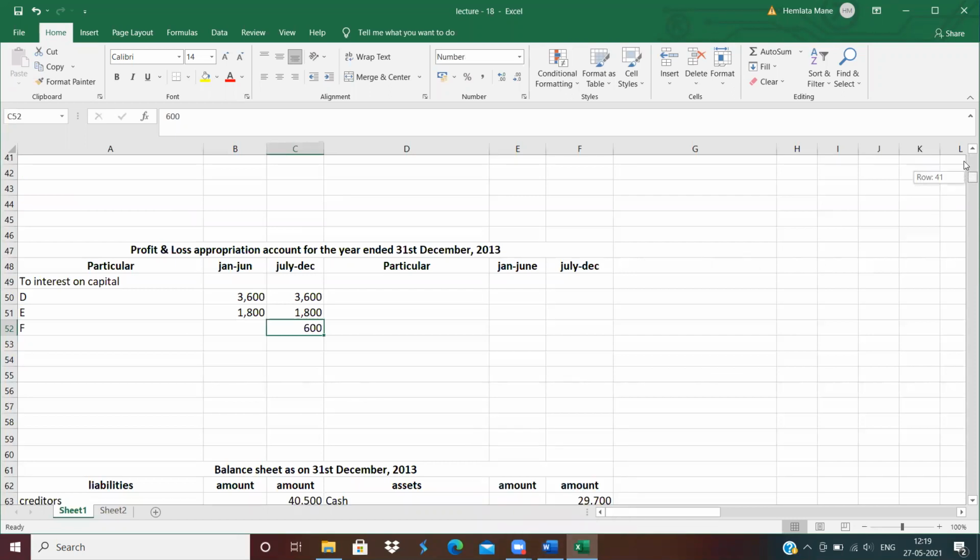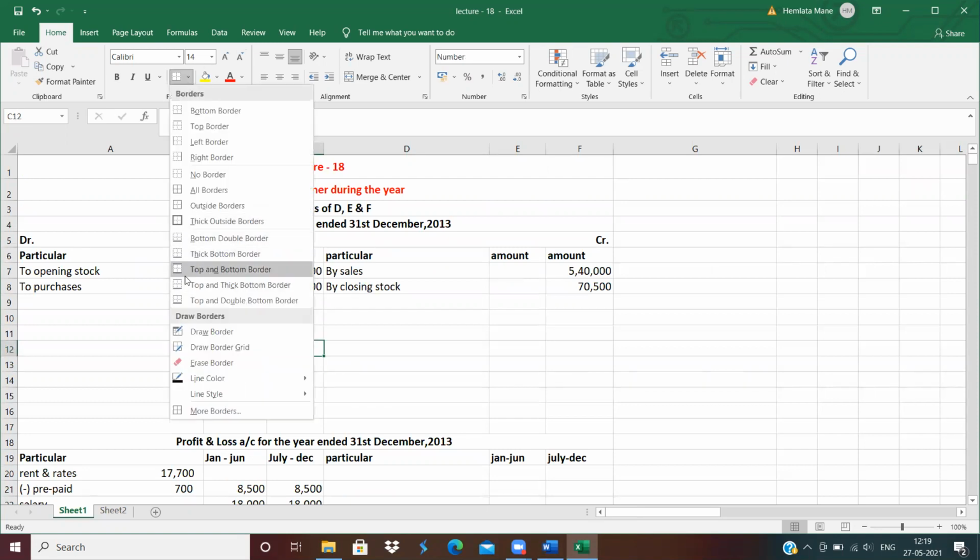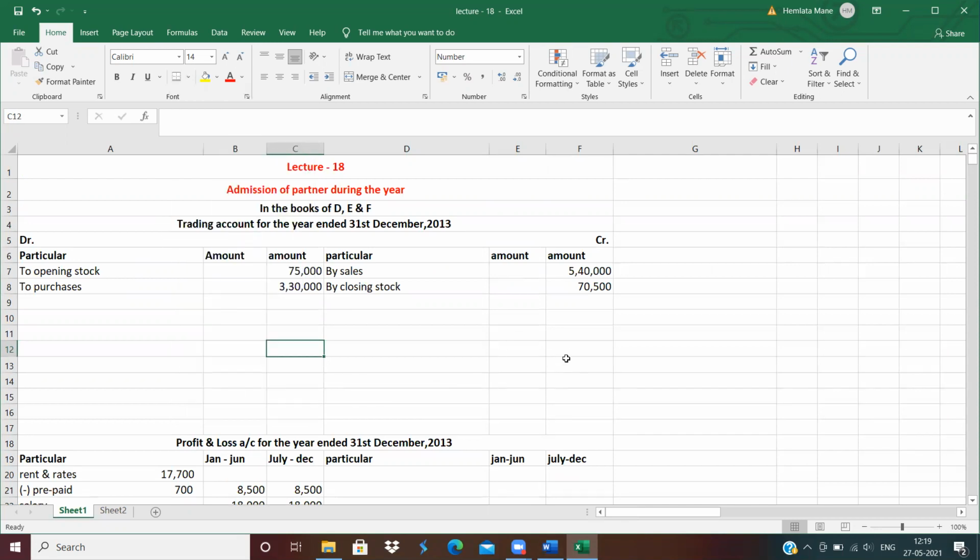Now finish all the adjustments. Now close the trading account. Close the trading account and the total should be written like this. Do the underline to the total. How much is the total of the trading account? See, how much is the total of the trading account? Total of trading account is 6,10,500. How much is the total of the trading account?